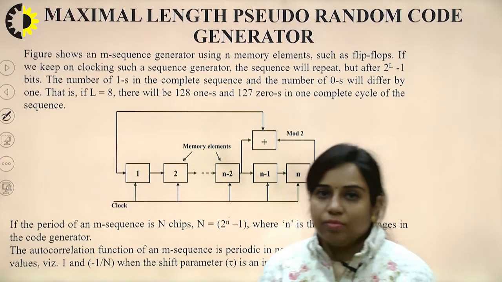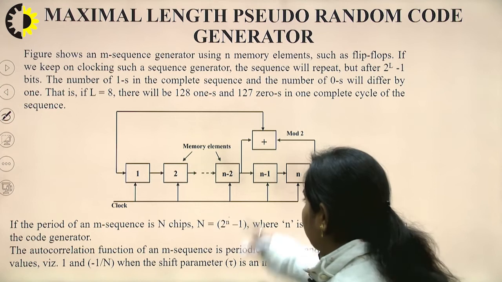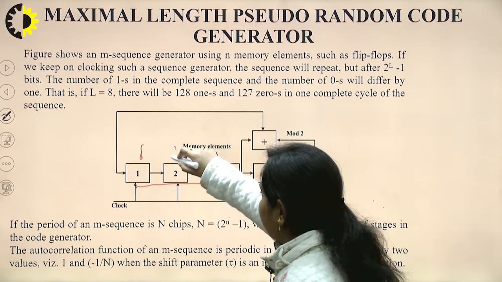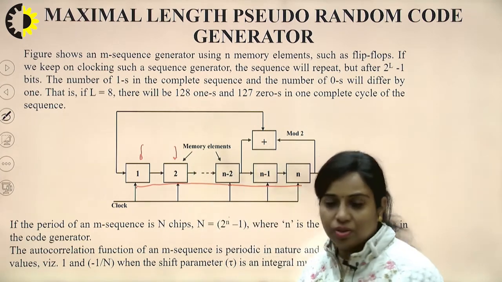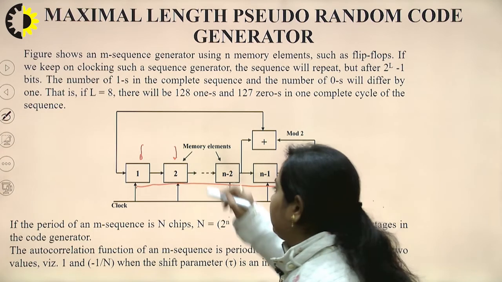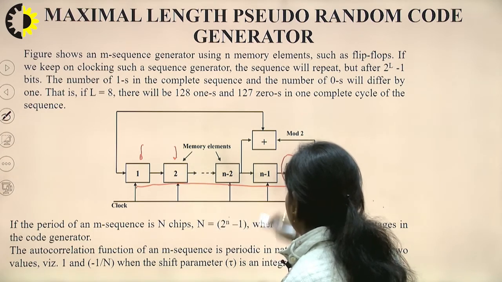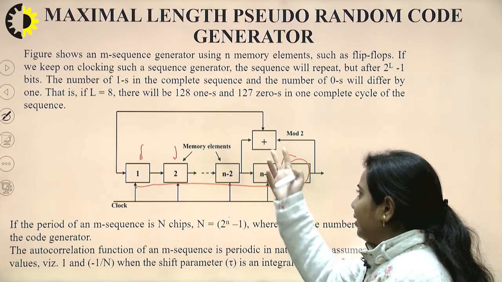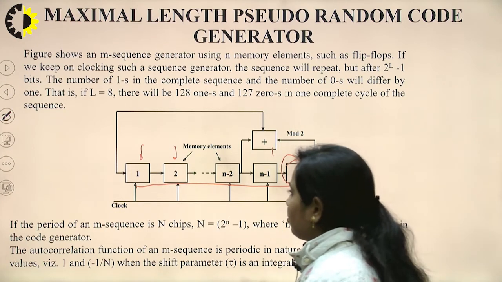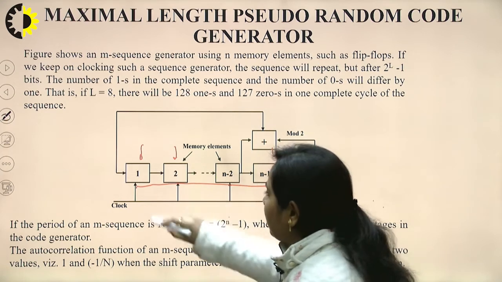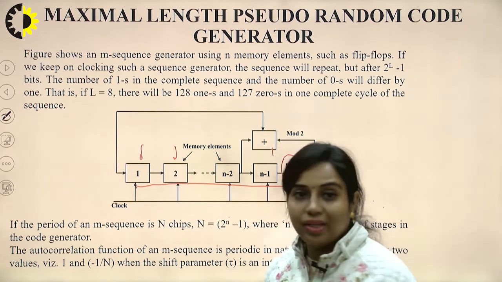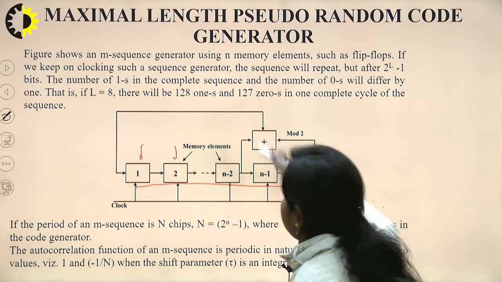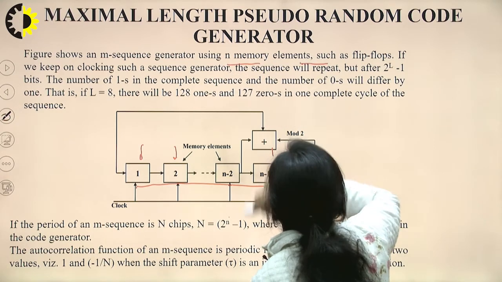Now next is the maximal length pseudo random code generator. So this is how the code will be generated. Now you can see that n number of registers are there, like this is the first register, that is basically a 1 bit register. A register is a 1 bit storage unit. Then this is the second register. So up to n points we have used n number of registers. Now modulo 2 addition is applied to the last 2 registers, and a clock will be required for the operation of each register. So this figure shows the M sequence generator using n memory elements such as flip-flops.